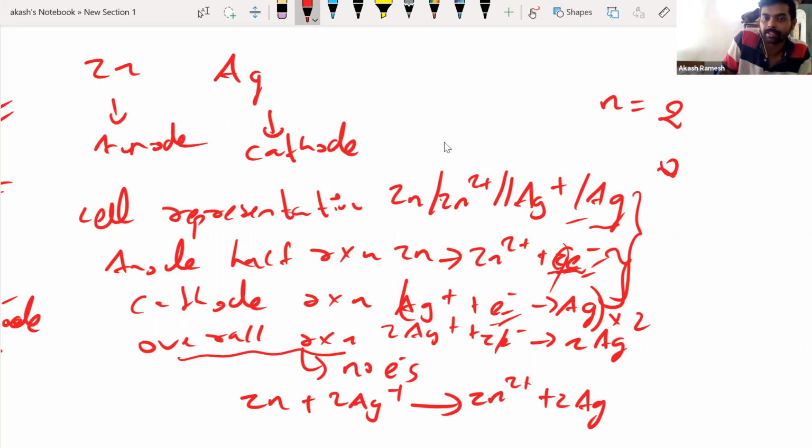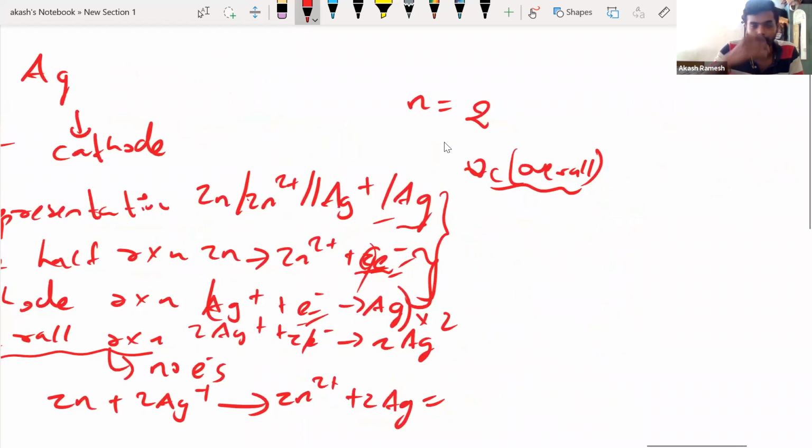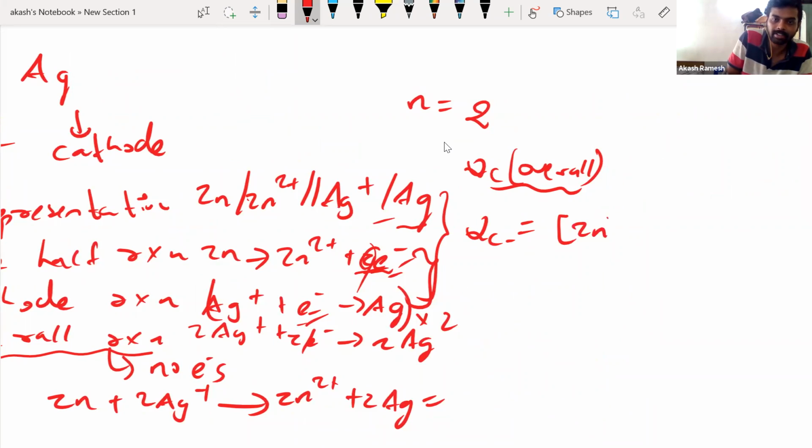Now that is one thing. When I talk about QC, remember, you have to take QC only from the overall equation. You should not take it from the cathode or the anode. Please remember this. Now I want to write the QC for this particular overall equation which we have. I'm going to write like this: zinc's concentration. Oh, wait, I'm sorry. QC is basically products by reactants.